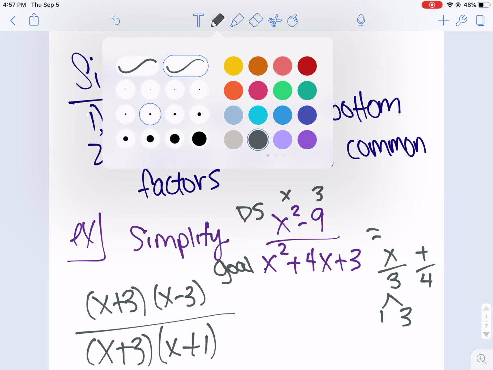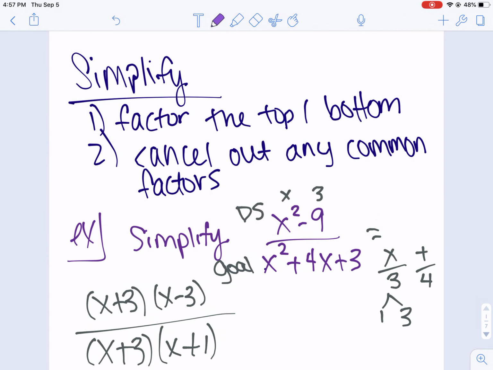Okay? So then you're going to go through and cancel anything out that matches. There's an x plus 3 up here and an x plus 3 down here. And then you're left with this x minus 3 and the x plus 1. And we talked about today in class, you cannot cancel the x on top and the x on the bottom. That is not cool. You can't do that. Okay, so don't do that.